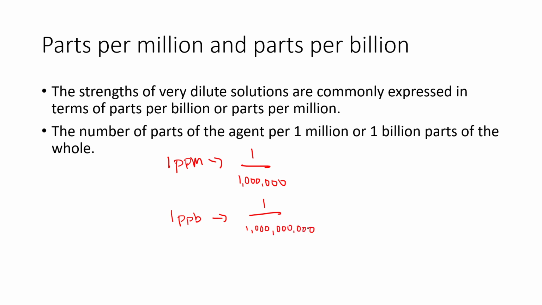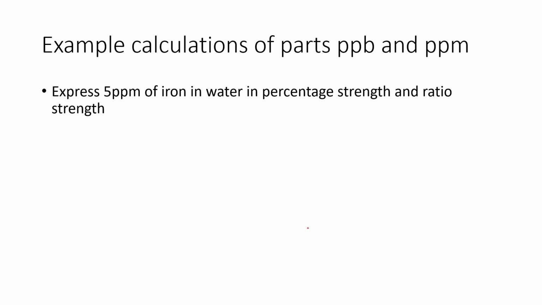Okay? So, sa mga ganito concentration, ginagamit po natin usually ito sa mga trace elements like chlorine, fluorine, calcium, sodium in the water. You will frequently encounter this in metal concentrations in the water and fluorine concentrations in the water. So, some sample calculations. So, express 5 parts per million of iron in the water in percentage strength and ratio strength. So 5 parts per million in water.